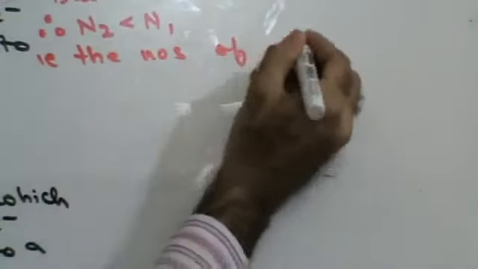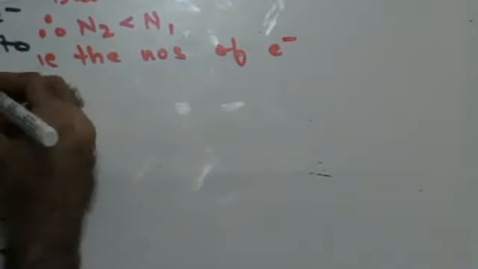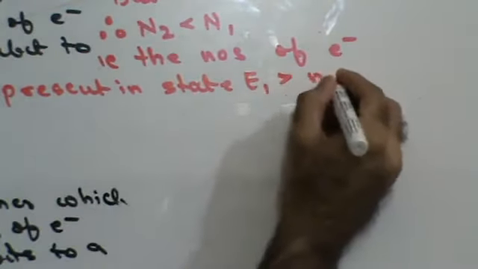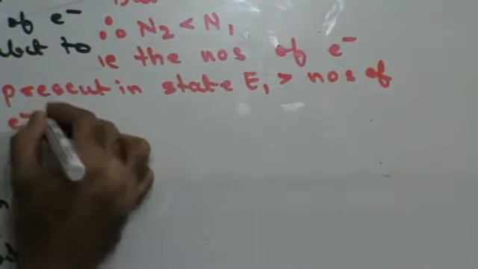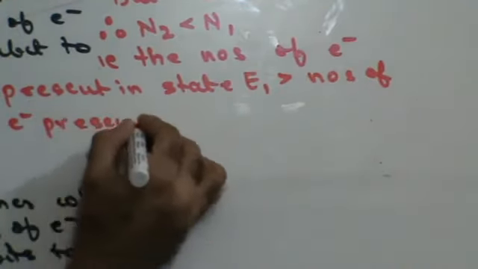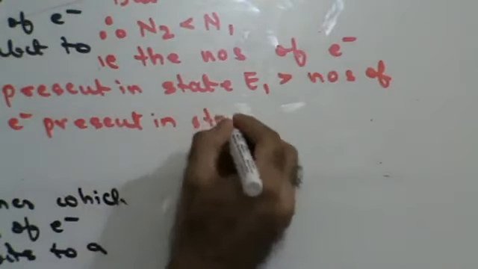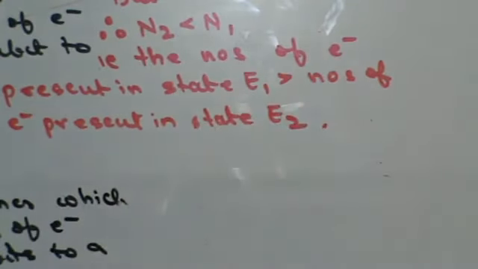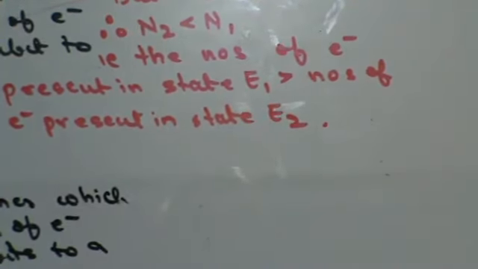So I can say that the number of electrons present in state E1 is greater than the number of electrons present in state E2.